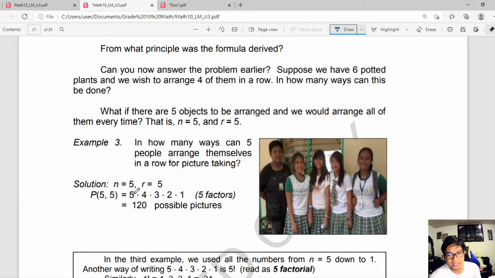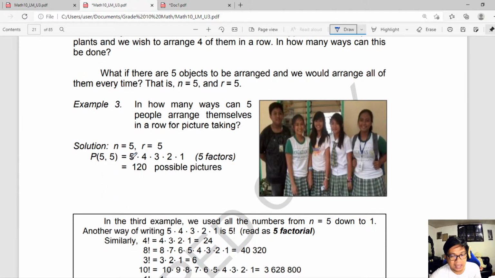In how many ways can 5 people arrange themselves in a row for picture taking? So, for this one, all of the 5 objects, gagamitin natin siya kasi wala namang sinabi na ilan lang yung kailangan. No? So, lahat we will use. So, solution is n is equal to 5 and our r is equal to 5. So, that is P of 5 taking 5 at a time. So, that is 5 times 4 times 3 times 2 times 1, or the 5 factors.